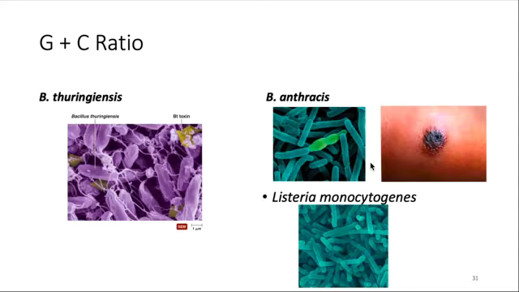So I have some pictures of these bacteria under scanning electron microscope. And you can see here the toxin that is produced by Bacillus thuringiensis. That's the yellow structures that you see there. Then for Bacillus anthracis, as you can see the spore there, this is an example of a cutaneous anthrax. And this is also how Listeria monocytogenes presents cellularly.